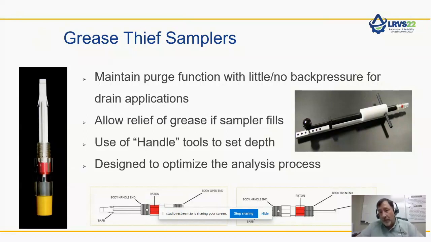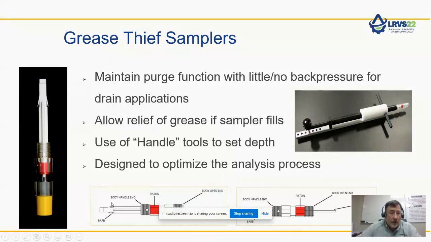So if our opportunity to access grease in a machine is to capture it while it's coming out of the machine through a drain, we can, in some cases, put this sampler, this grease thief, right into that drain and allow it to capture the grease on its way out. If there is more grease coming out than the volume of this sampler, then it will allow relief.